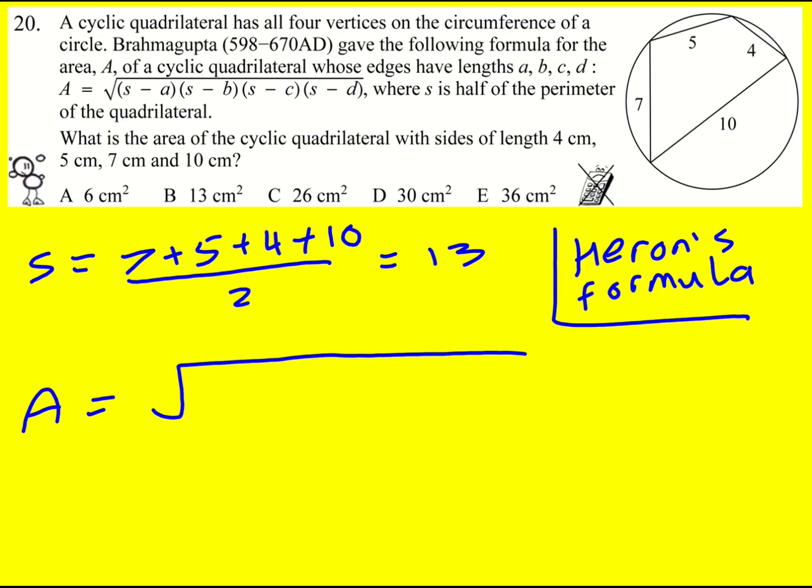That means the area is going to be the square root of 13 times... I can just take each one in turn and minus. So 13 minus 7, so 6. 13 minus 5, that's 8. 13 minus 4, that's 9. And 13 minus 10, that's 3.